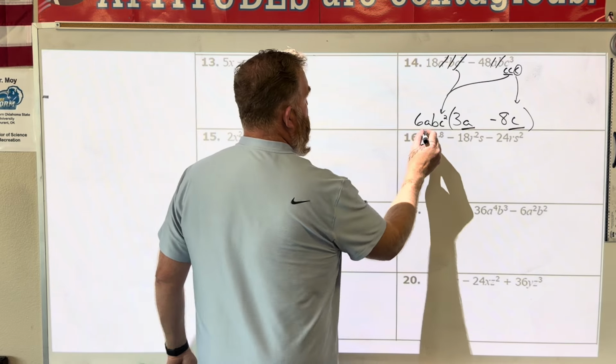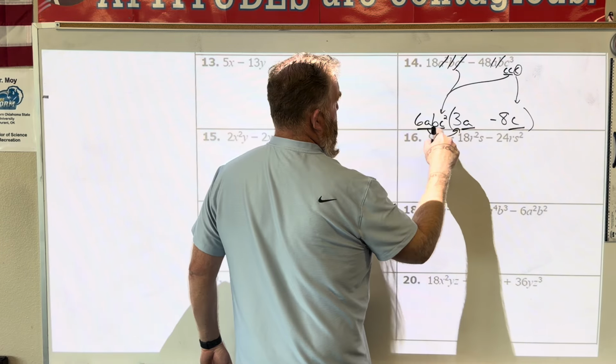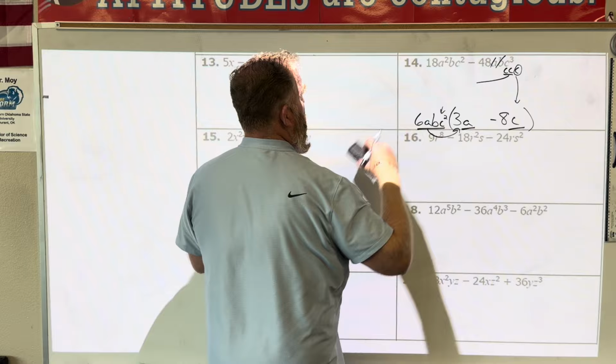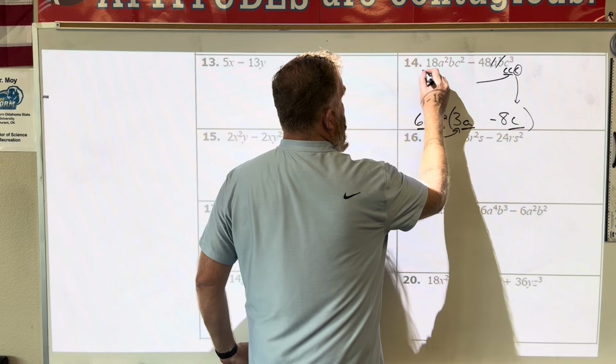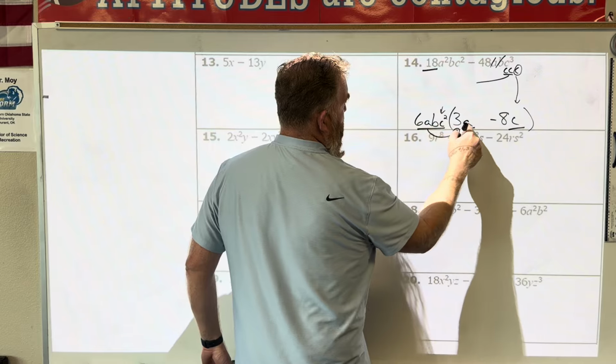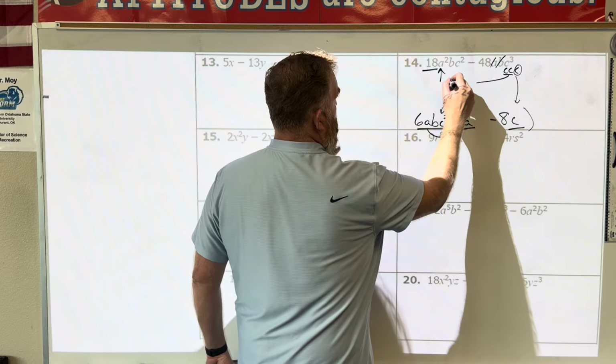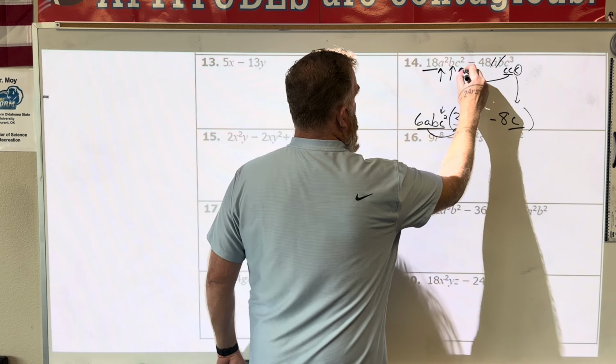But if I distribute, what's 6 times 3? Hold on. I'm just going to do 1 distributing. Okay? 6 times 3 is 18. A1, multiplied, I get what? A2. B, how many C's? There it is.